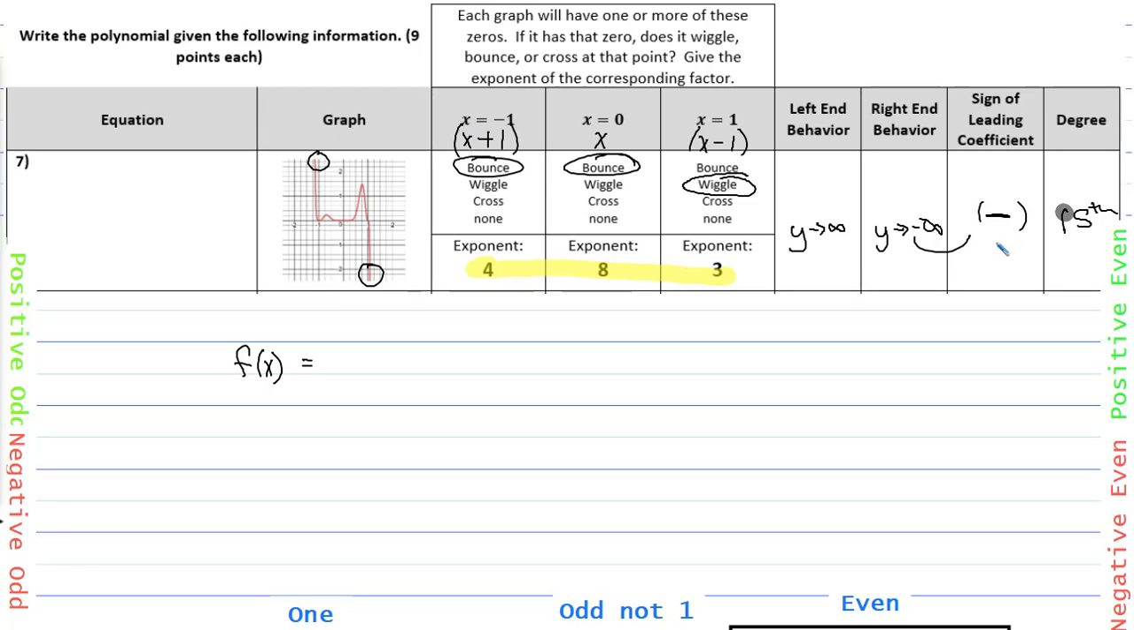So we said it needs to be a negative leading coefficient, so any negative number, negative 8. X, and x had the exponent of 8. X plus 1 had the exponent of 4. X minus 1 had the exponent of 3.